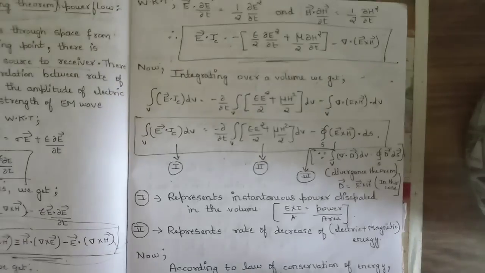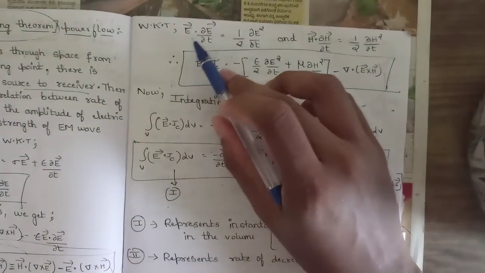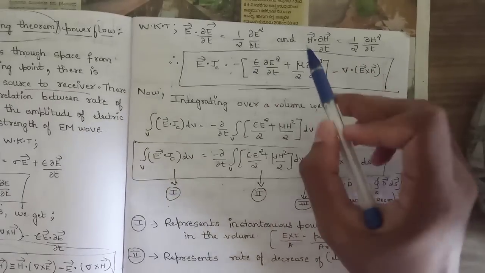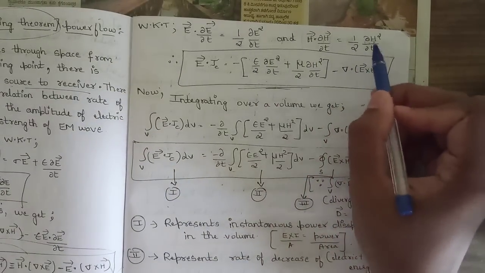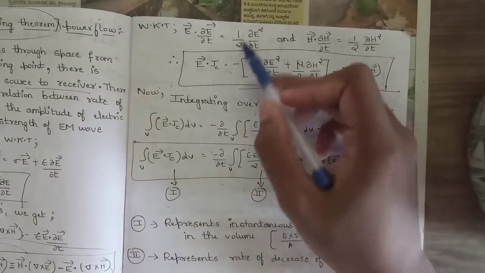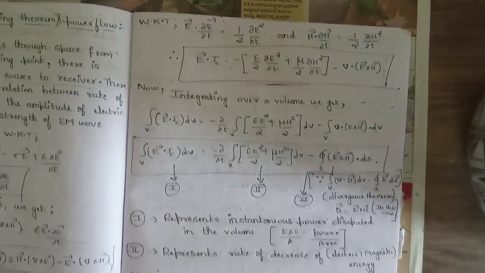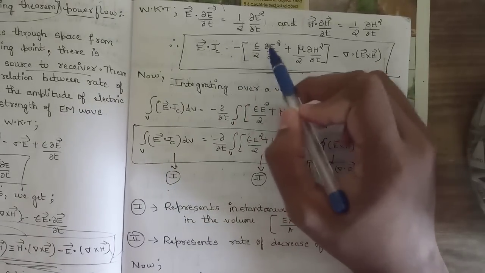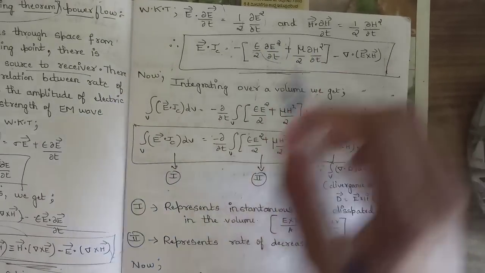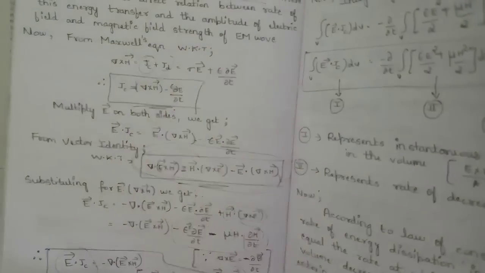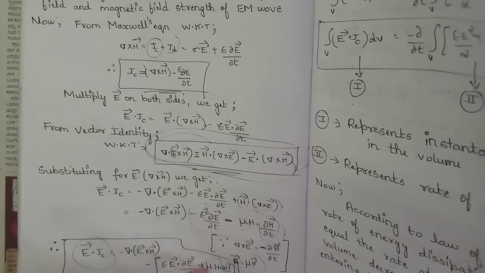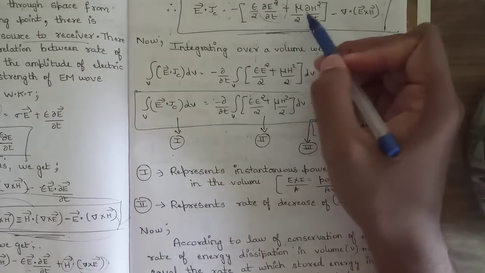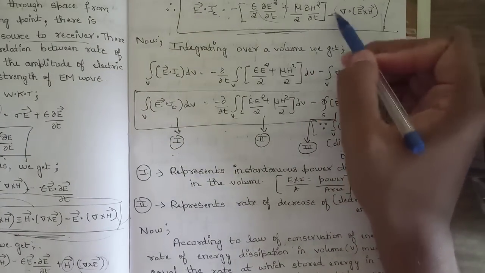We will be getting some changes here. So now further what we can do is, E dot dou E by dou T is equal to 1 by 2 into dou E square by dou T, and also H dot dou H by dou T is equal to 1 by 2 into dou H square by dou T. Now replacing these two terms in this equation, E dot JC is equal to minus epsilon by 2 into dou E square by dou T plus mu by 2 dou H square by dou T minus del dot E cross H. Since we have epsilon times E and also mu times H, that's why it is epsilon by 2 and mu by 2.